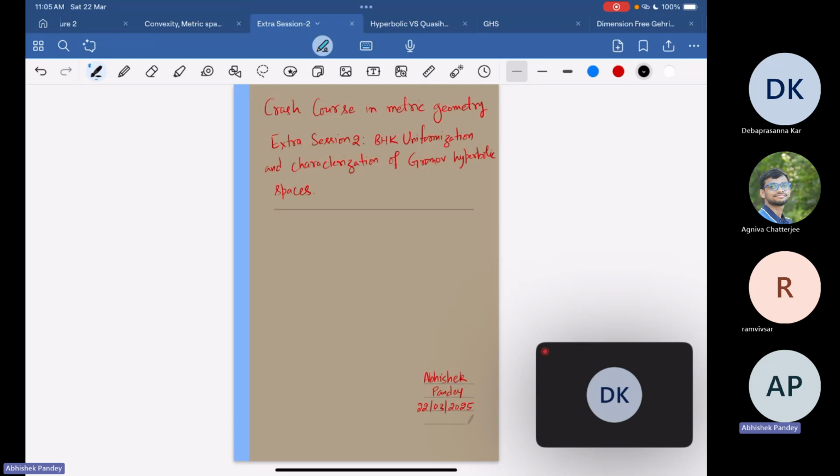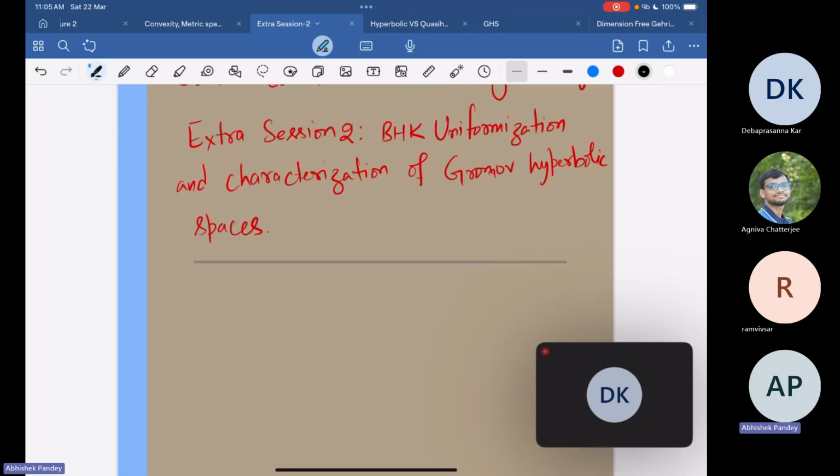Hello everyone. Welcome to extra session 2. Today we are going to talk about BHK uniformization and characterization of Gromov hyperbolic spaces.